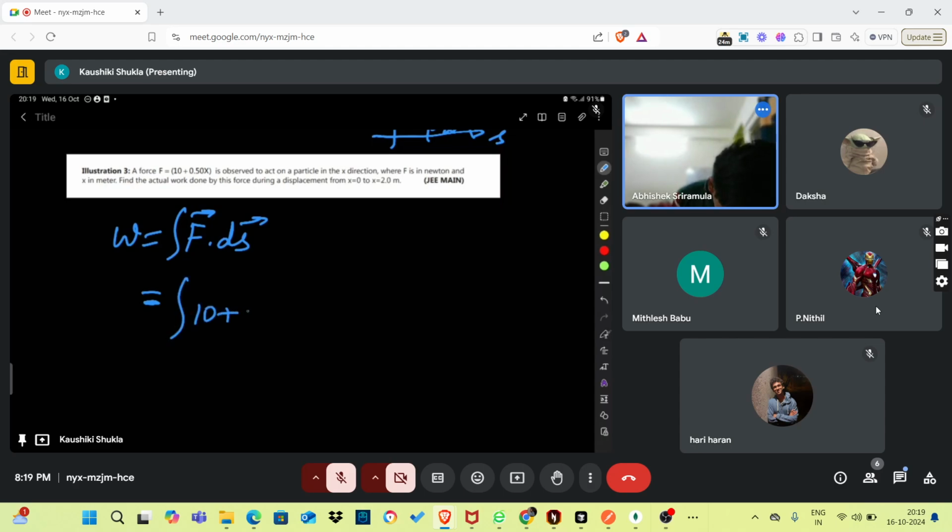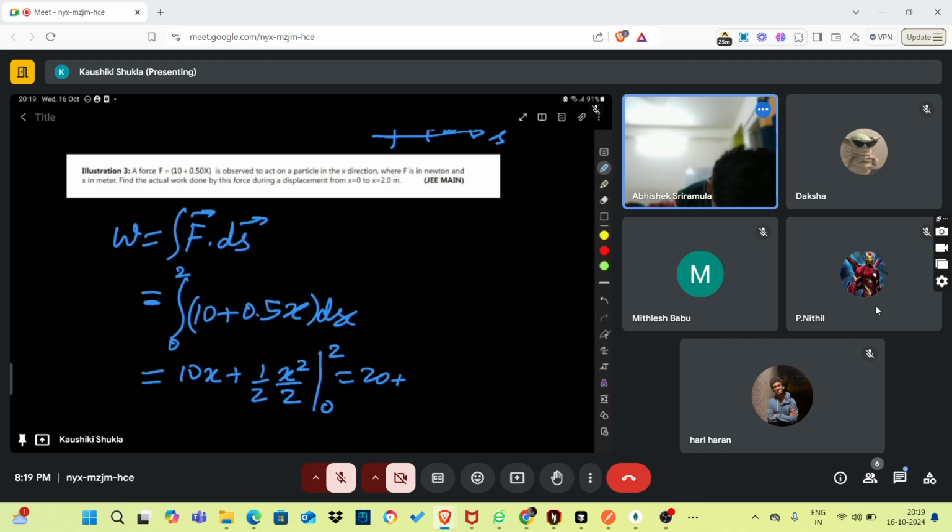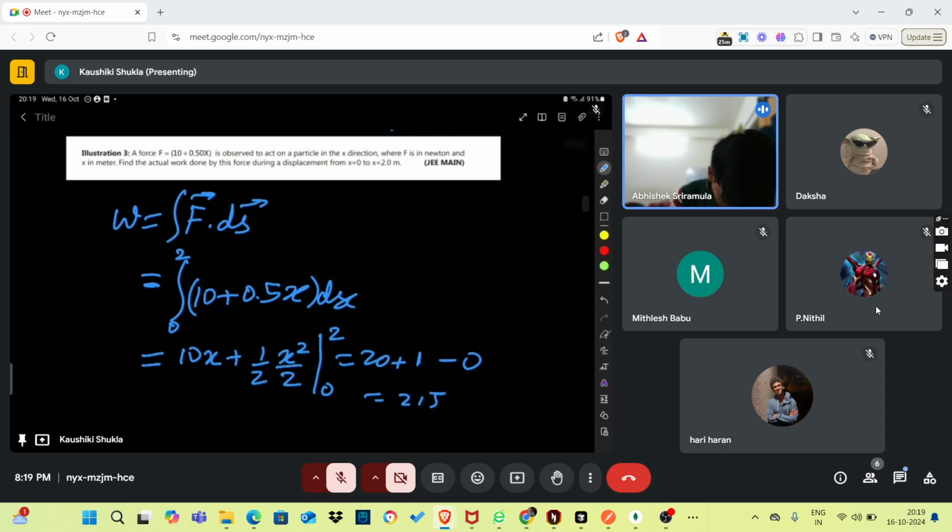So 10 plus dx from x equal to 0 to 2. So it is 10x plus, yes, okay.